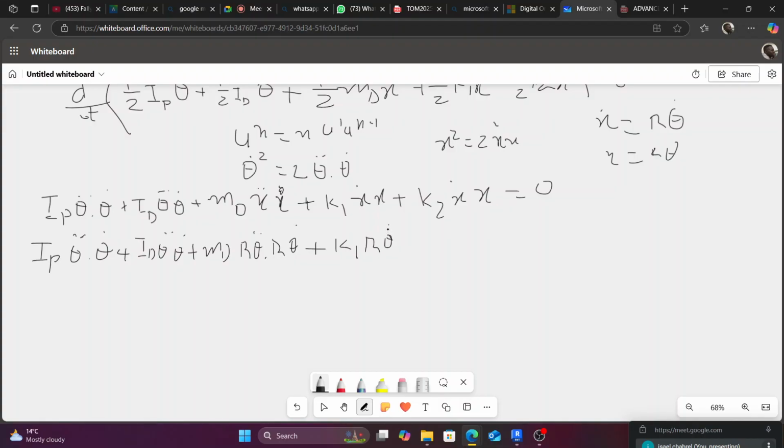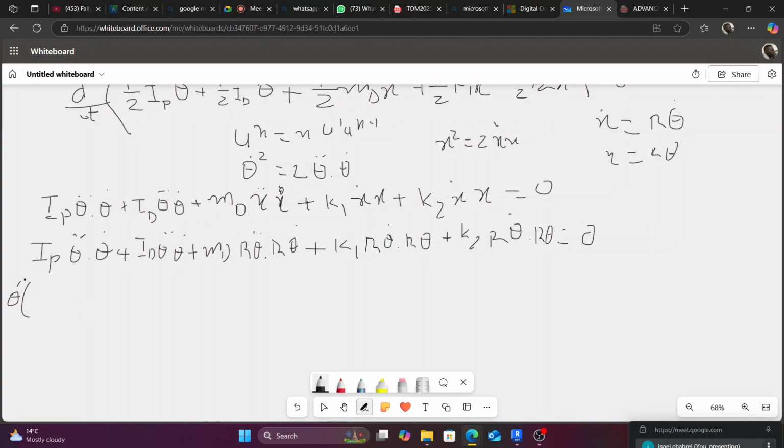What is x? R theta. Same thing. K2. What is x dot? R theta dot, multiplied by what? R theta. Okay, there's something that I see all of them have. What is that? It's theta dot, in all expressions here. Do you agree? Yes. So we can come here and write theta dot as common factor like this.